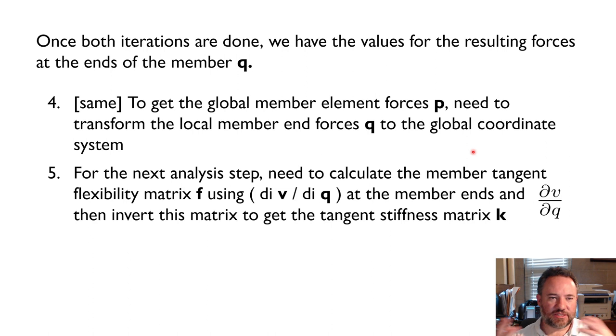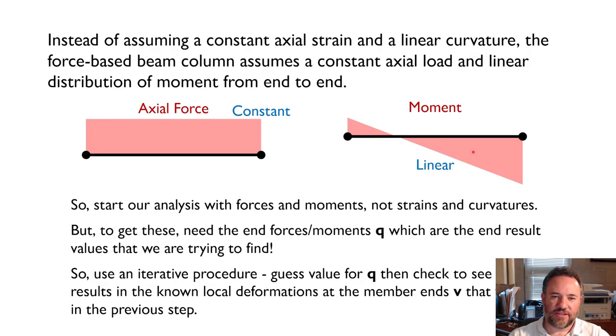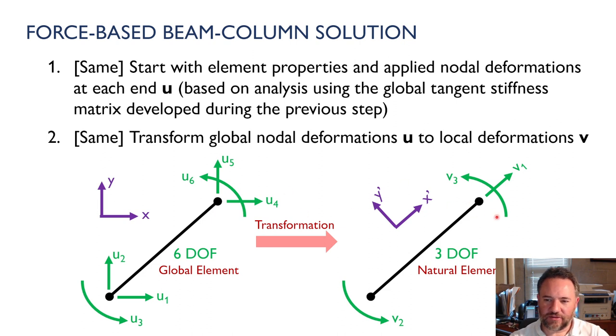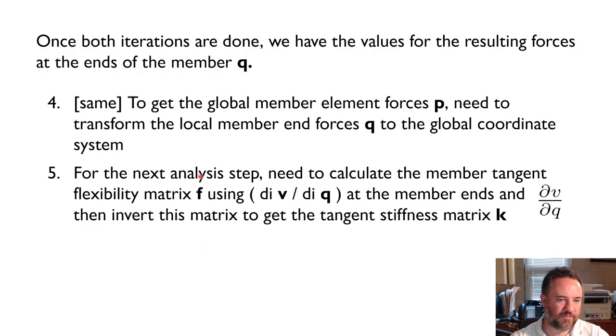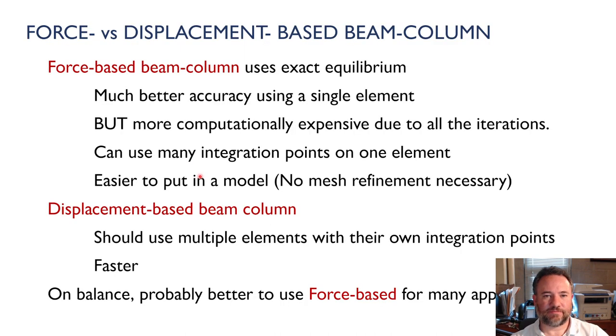Okay, so once both of those levels of integration are done, then I have the end forces, and then I need to do the reverse transformation to get the global end forces. So I end up with forces at the ends here. I do an inverse transformation to get forces in the global coordinate system. And then I need to calculate the flexibility matrix, and then I use that to get the tangent stiffness matrix, which I give back to OpenSees if I'm the element. Okay, so that's the process for displacement-based versus force-based.